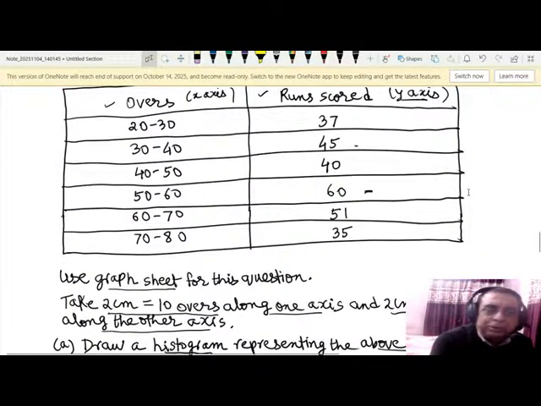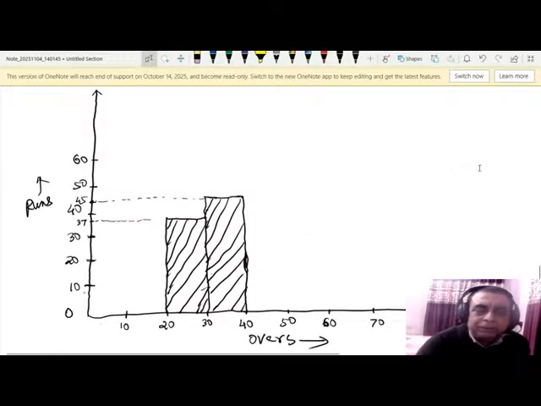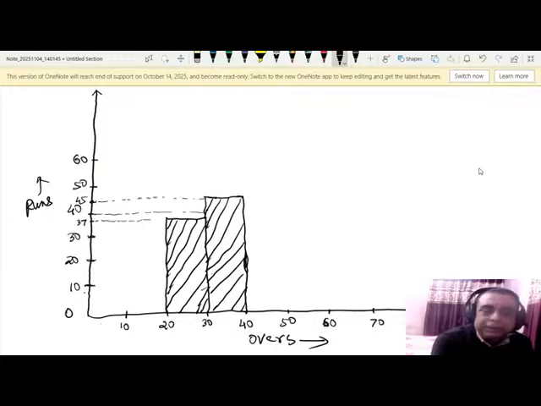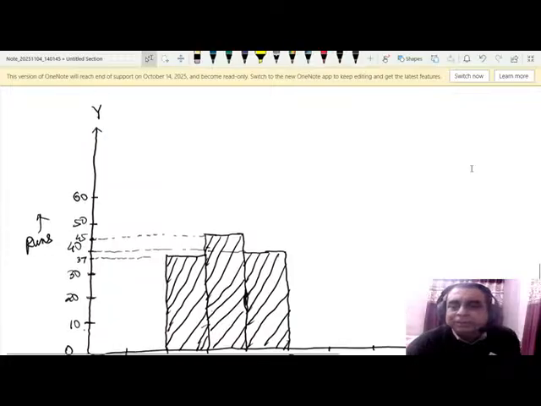Next is here. What is here? 40 to 50. The number of runs is 40. So you make a bar of height 40. Okay, draw up to 40, rising from the 40 mark on the x-axis and dropping at the 50 mark on the x-axis. So the bar will be rising up from 40, dropping at 50, and height is 40. So you shade this bar. All the bars will be touching one another in the histogram.